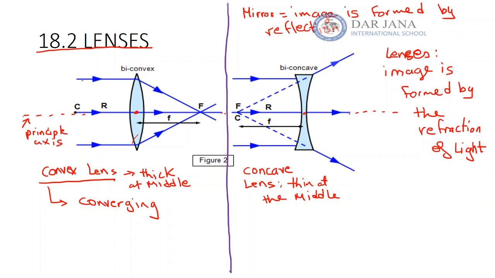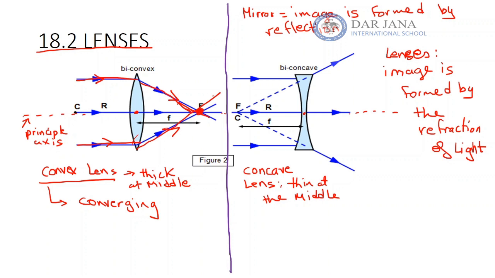If a ray is parallel to the principal axis, it will refract, not reflect, to the focal point as you see here. And the same thing here, a parallel ray will refract to the focal point. That's the focal point here. This is convex. So the light rays parallel to the principal axis converge to the focal point.